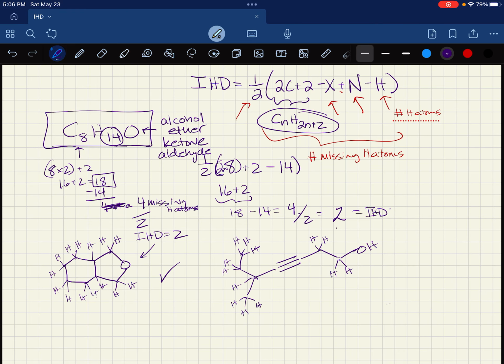One, 2, 3, 4, 5, 6, 7, 8, 9, 10, 11, 12, 13, 14. So that one matches. So let's do one more. I'll make one with an aldehyde present. And maybe I'll put it on a ring. Sorry, this is going to be a ketone, not an aldehyde. So that's 1. Let me fix my little ring here. It doesn't look very good.